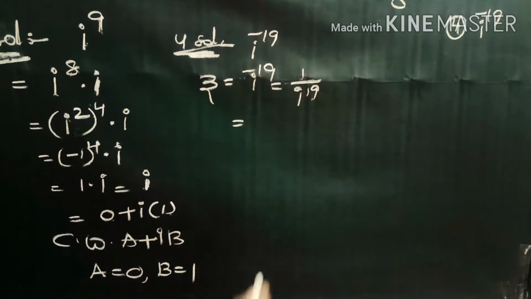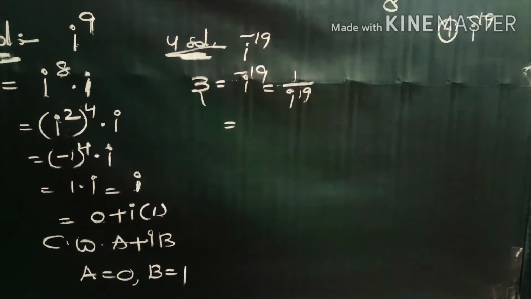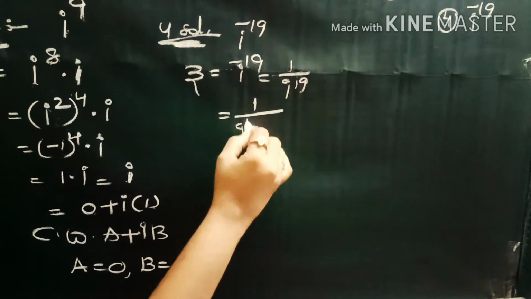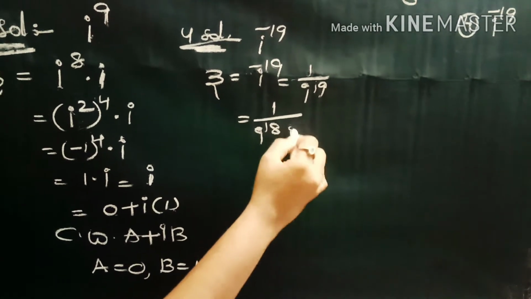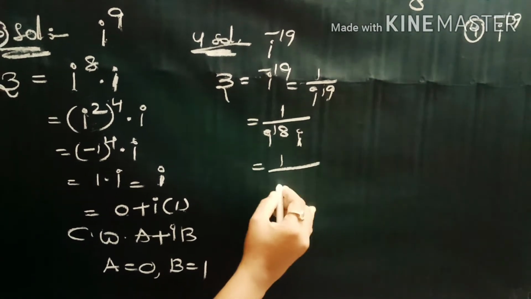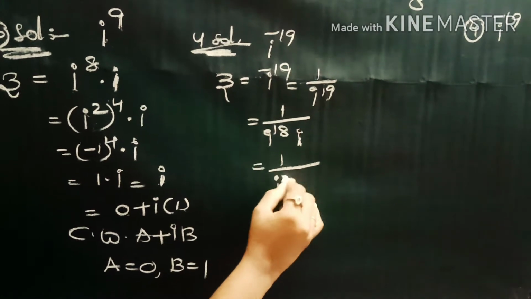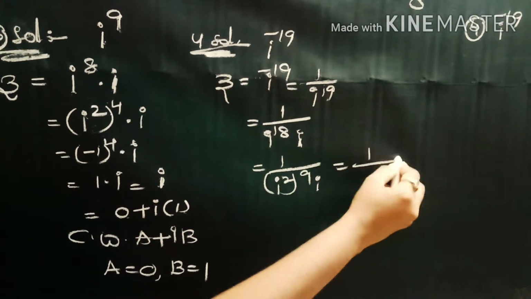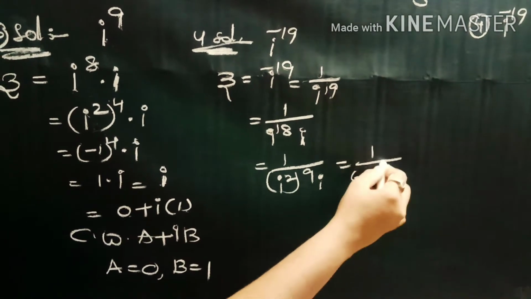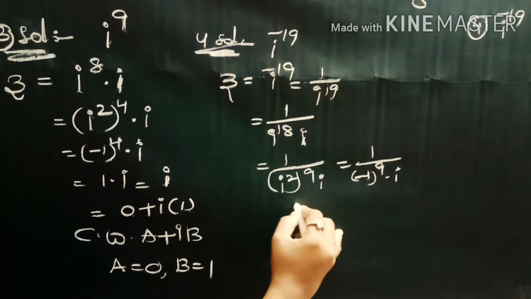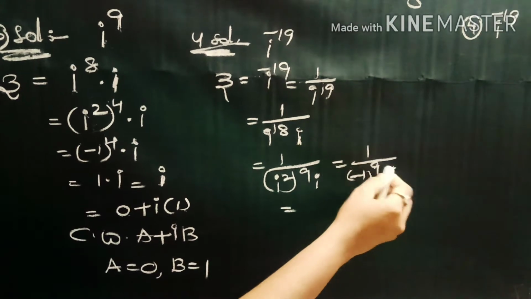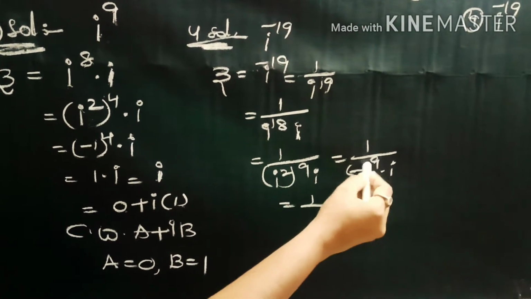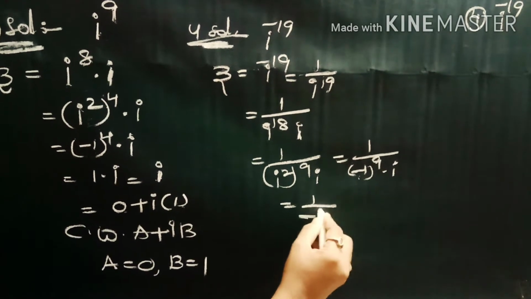Here also we want to form the power 2 term in the denominator. That is, first we take here i power 18 into i, and this is equal to 1 by i square whole power 9 into i, and this is 1 by i square value minus 1, minus 1 whole power 9 into i, and this is 1 by minus 1 whole power 9 into i, which is equal to 1 by minus i.